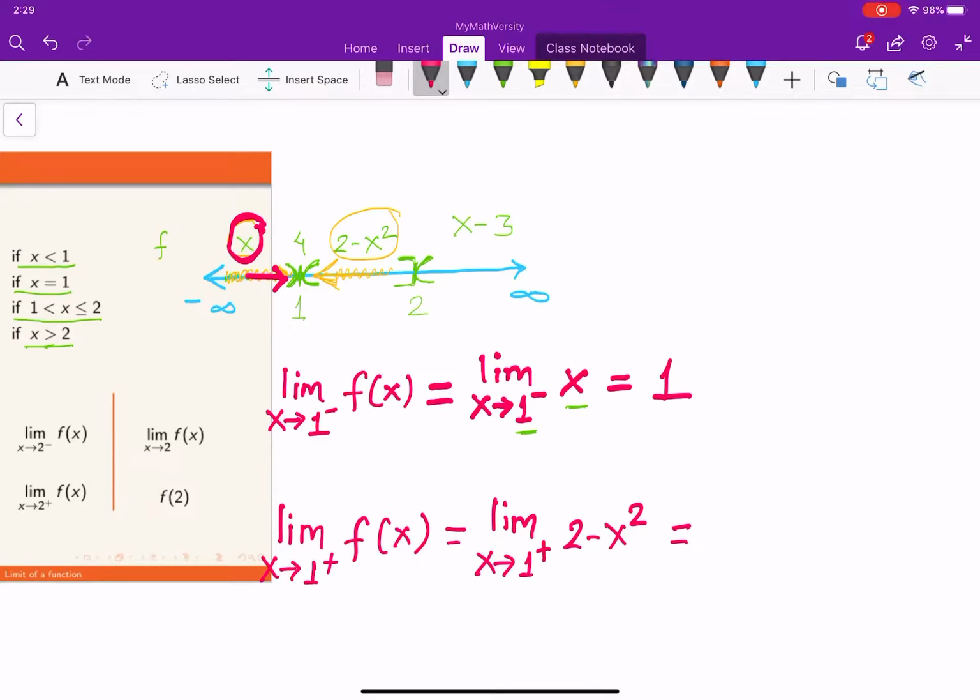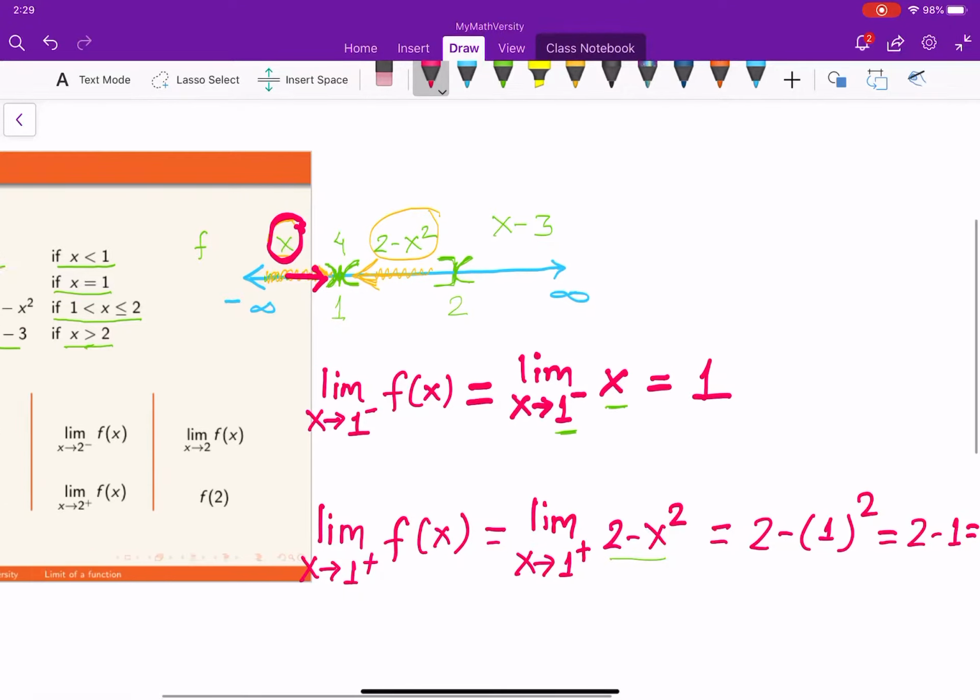Again, 2 minus x square is just a polynomial function. So by using the direct substitution property, we can just replace x by 1. So 2 minus the square of 1. 1 square is 1, and 2 minus 1 is just 1. So this is the right side limit. Yep, that's how we can find it.